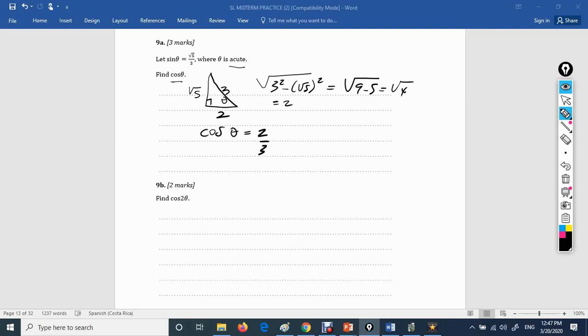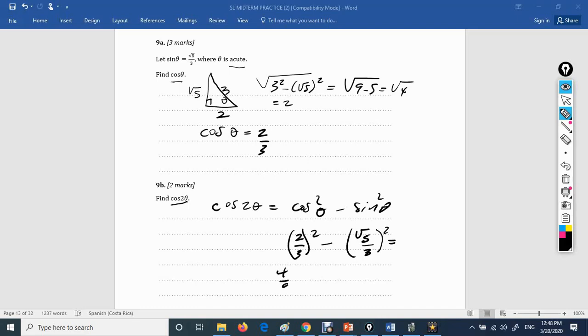So once we have that, we can find cosine of 2 theta. And like I did before, I'm going to use a double angle identity. Cosine of 2 theta equals cosine squared of theta minus sine squared of theta. So in this case, cosine is 2/3. So 2/3 squared minus square root of 5 over 3 squared. And this is going to equal 4 over 9 minus 5 over 9. And this equals negative 1 over 9. And that's the final answer.